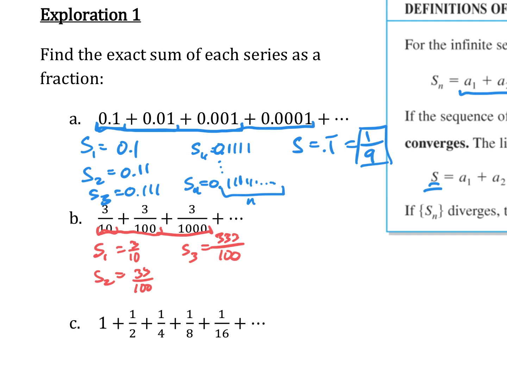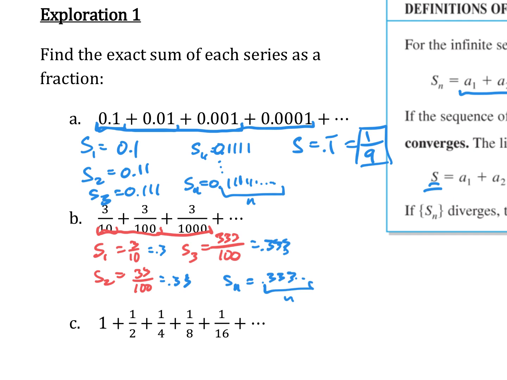It might help if you put it into decimals. This is 0.3. This is 0.33. This is 0.333. Okay, so S sub n is going to have 0.3. It's going to repeat, and we're going to have n of those. Okay, so what is this getting closer to?